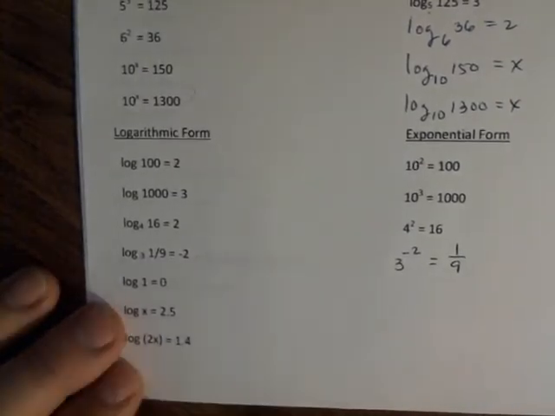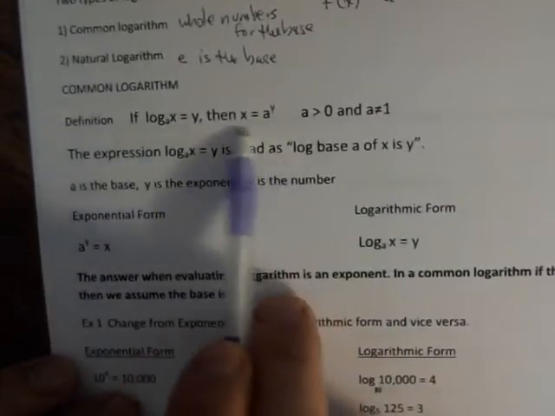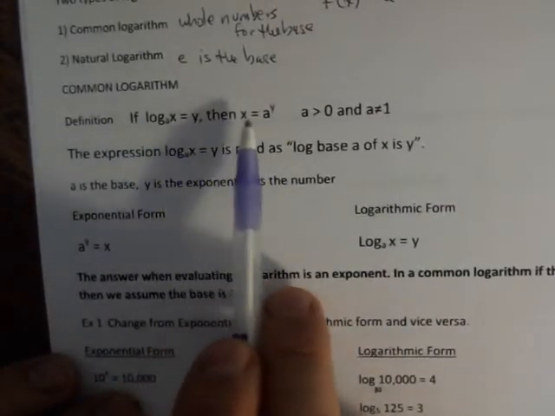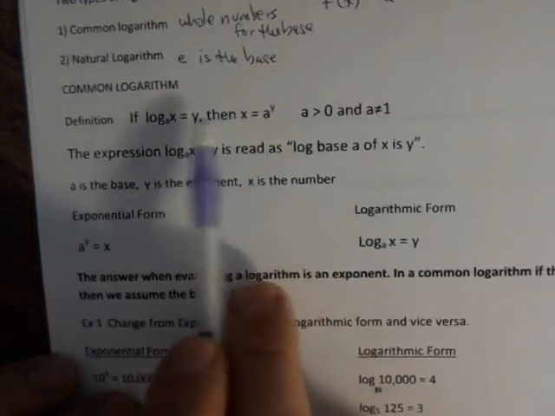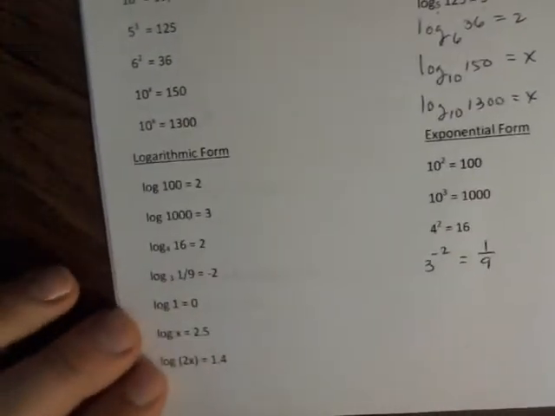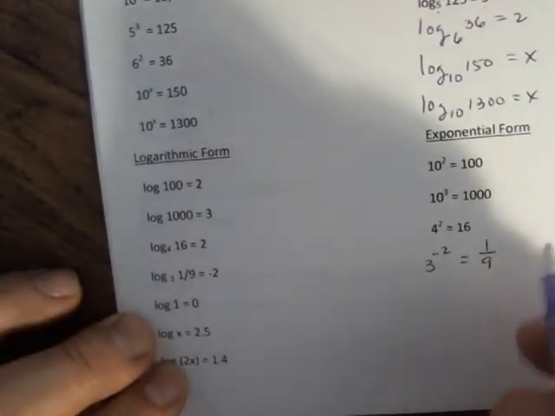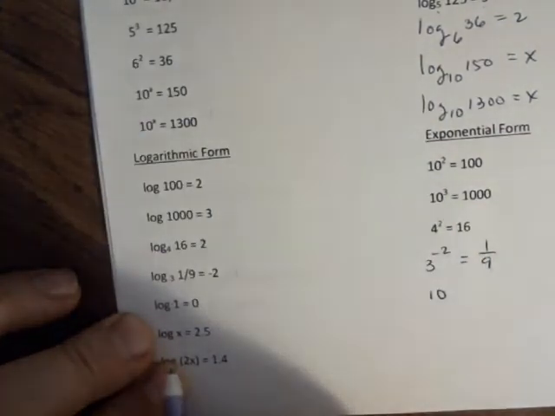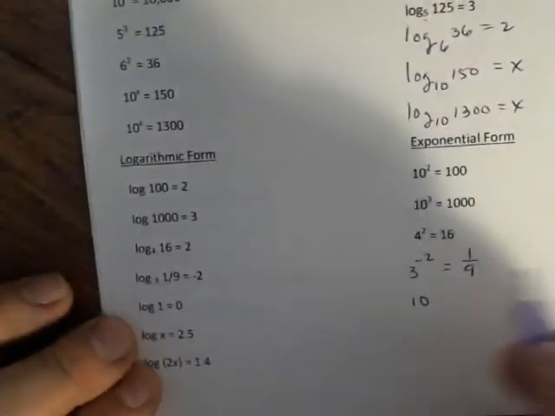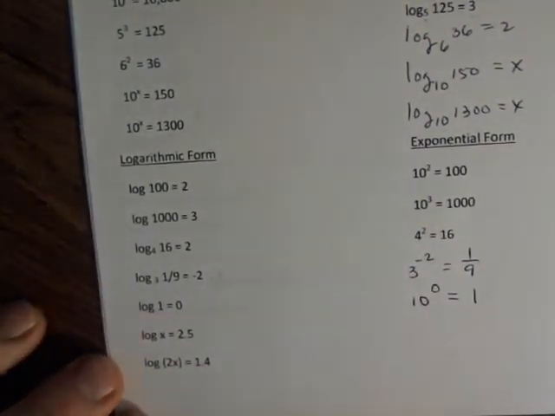Now, like I said, don't overcomplicate it. You've got a definition right up here. Just replace A with A, X with X, Y with Y. Don't make it harder than it is. Log of 1 is 0. Well, my base, again, is 10 because we don't write it, so we assume it's 10. The exponent is 0. The number is 1.